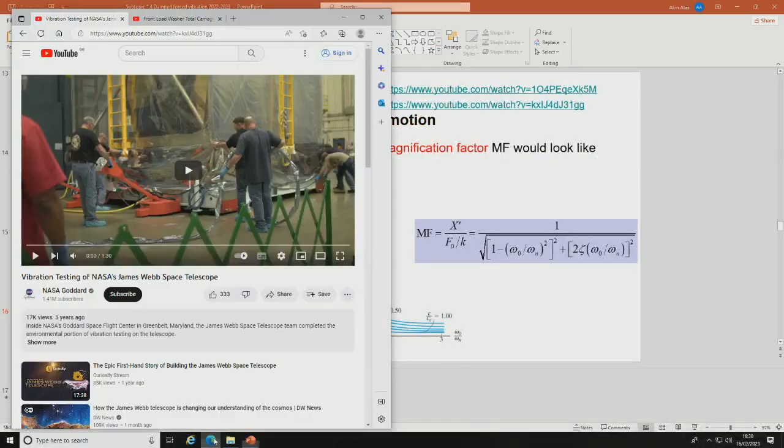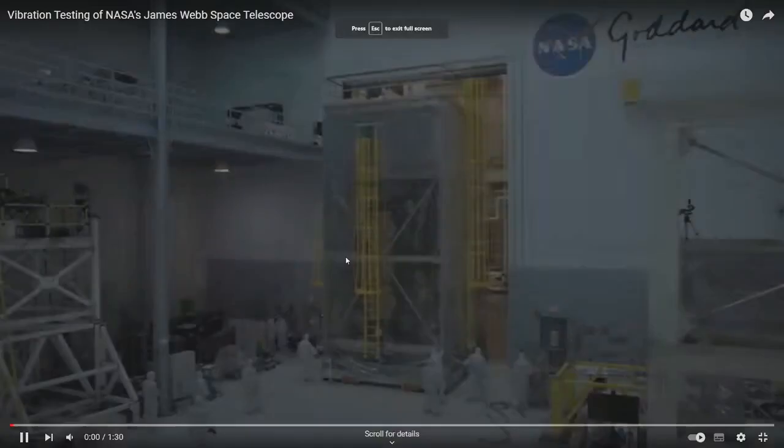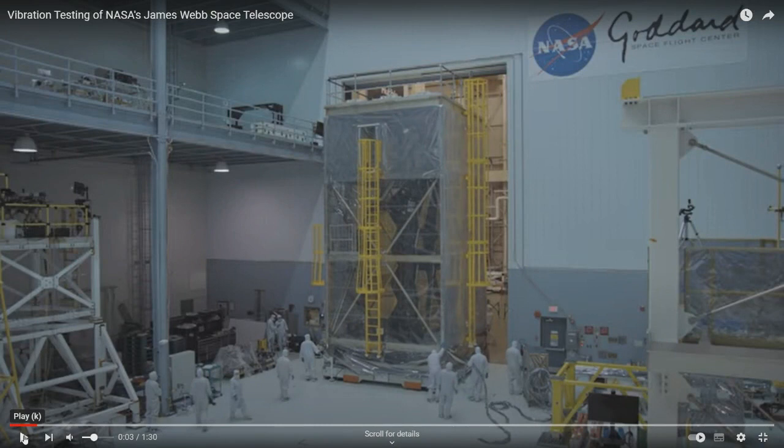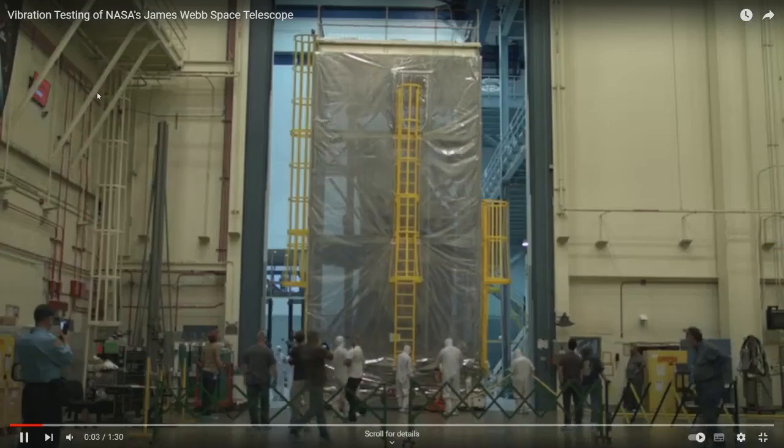Have you heard about the James Webb Space Telescope? So they are doing something here, and let's see why they are testing this against vibration levels.